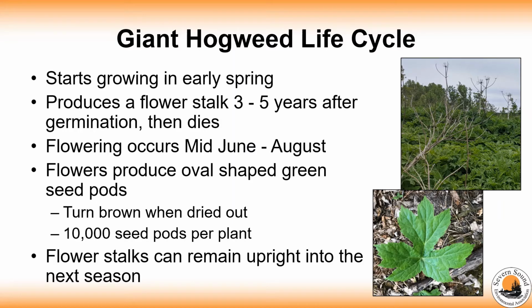Colonies of giant hogweed can start from one seed, and these seeds are most often carried by water to new locations as they grow in riparian zones near streams and rivers. This makes it very important to remove the plant before it flowers.